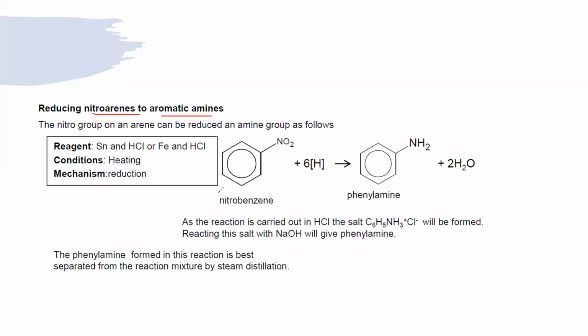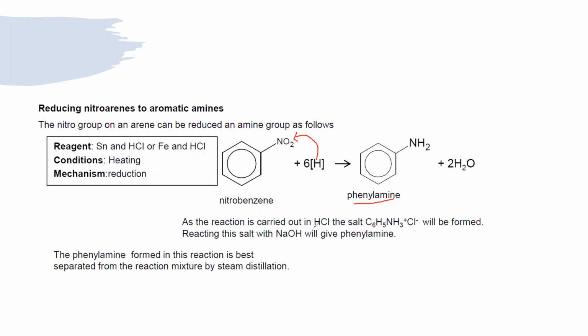The term reduction means addition of hydrogen or removal of oxygen. So the nitro group of an arene can be reduced to an amine group. How? By reacting with tin and hydrochloric acid, or iron and hydrochloric acid. When a metal reacts with acid, it gives a salt and hydrogen, or nascent hydrogen, freshly prepared hydrogen, and that nascent hydrogen will remove oxygen. So nitrobenzene will convert into phenylamine.